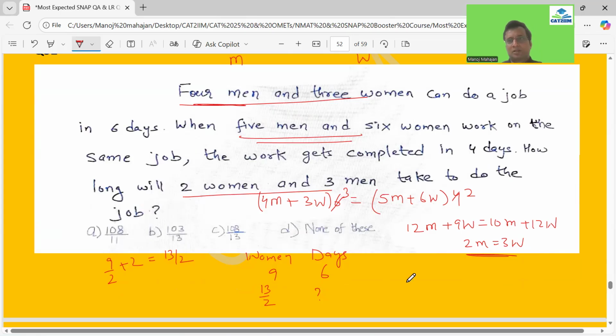So use again that common sense way out. The days relation we have to figure out with women. Women are now fewer, right? So the days required would be more. So you have to multiply with a number more than 1. So 9 divided by 13 by 2. So how much do I get? 108 by 13, which is option C. So make sure that you know the concept of how to solve such a problem.